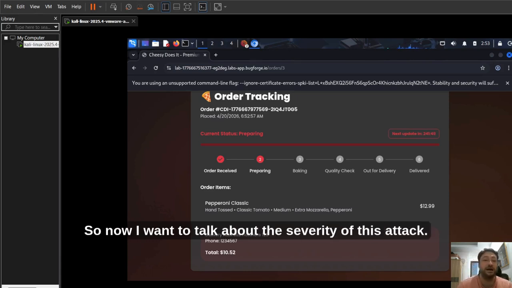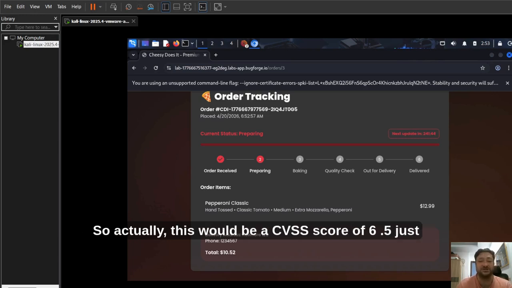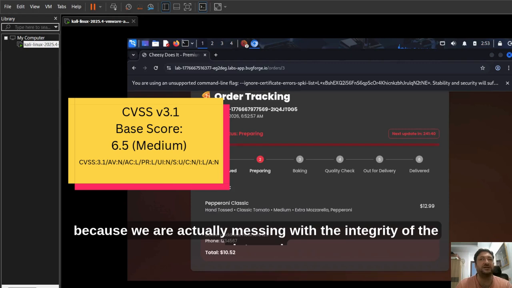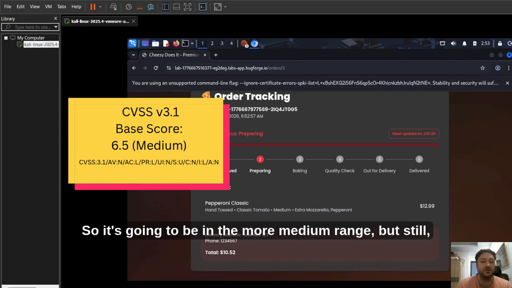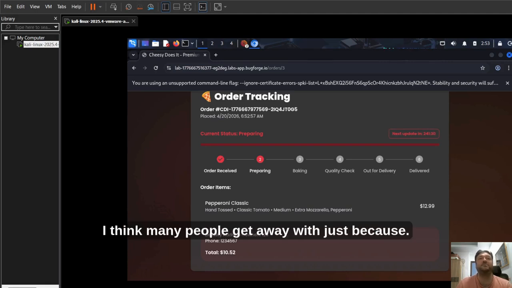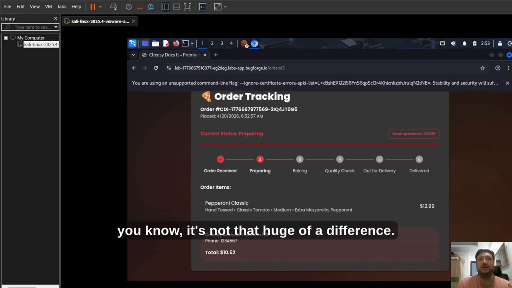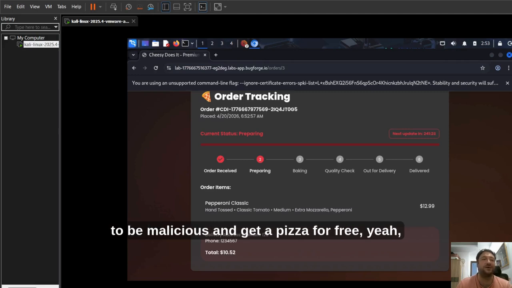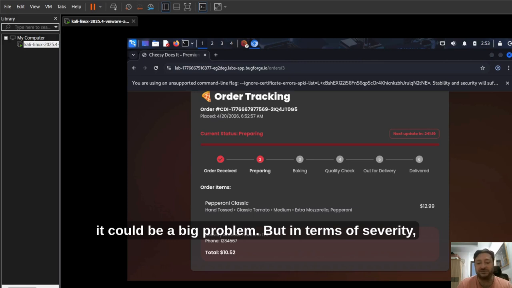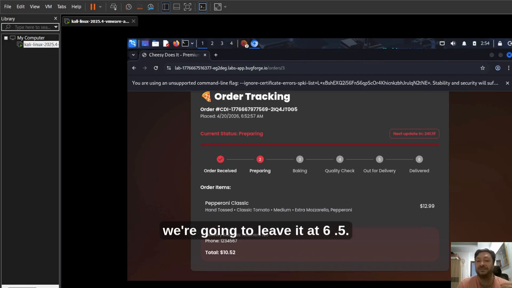Okay, now I want to talk about the severity of this attack. This would be a CVSS score of 6.5, just because we are messing with the integrity of the data and we're able to exploit it over the network. So it's in the medium range, but still a significant attack that I think many people get away with because they say, well, it's not that huge of a difference. But if someone really wanted to be malicious and get a pizza for free, it could be a big problem. In terms of severity, we're going to leave it at 6.5.